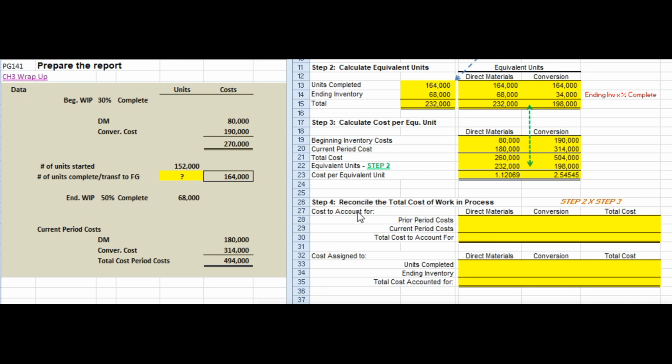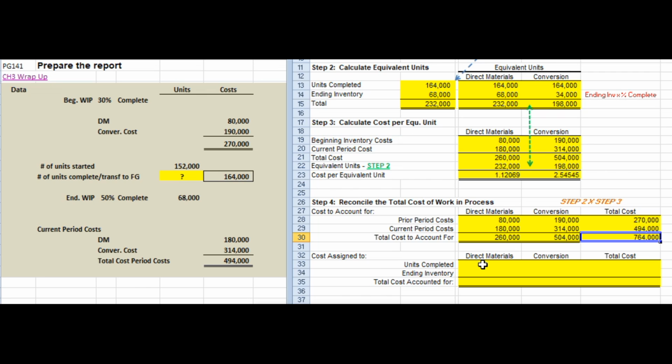Okay, so here we are going to finish up our report by reconciling total cost of work in process. So here we're going to again pull our 80,000, our current period cost, and then a total. This is basically this section of step 3. However, we have put another column out there for total. Pull down conversion cost and then make totals. Okay, so we have total cost to account for during this current period is 764,000. Cost assigned to units complete, ending inventory, total cost accounted for.